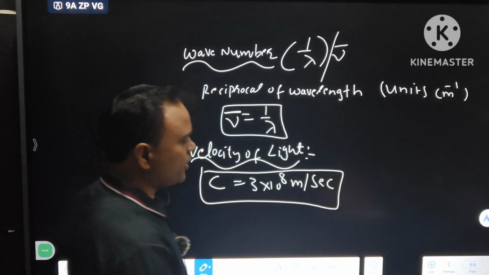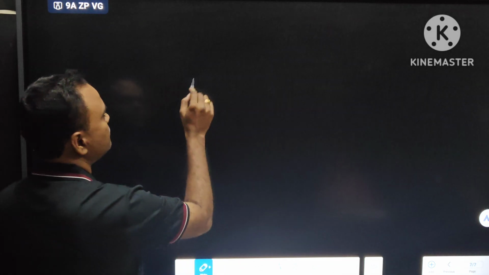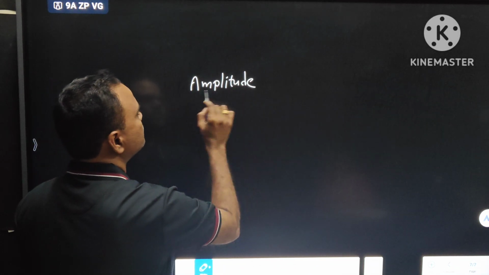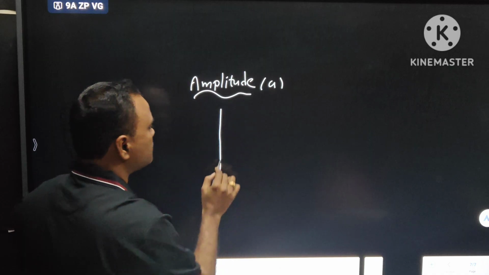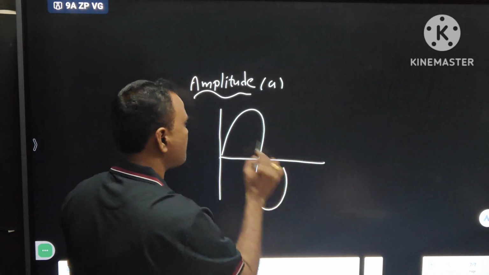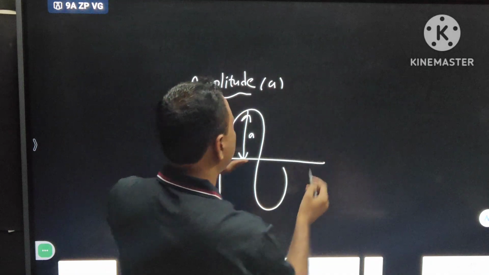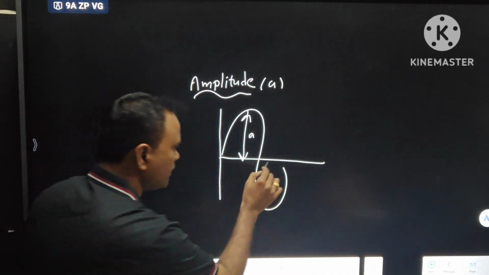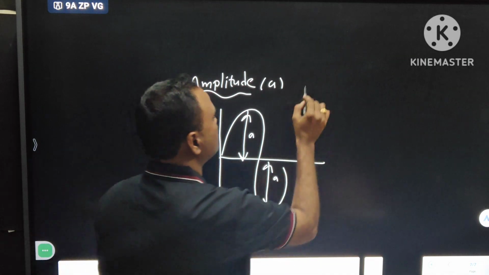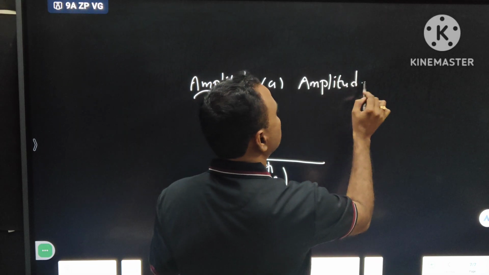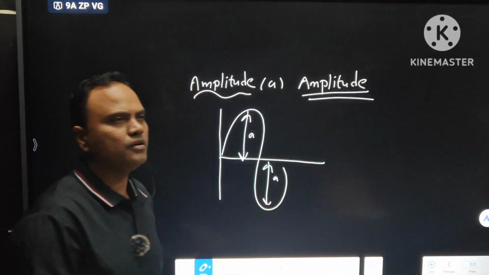One more point, amplitude also. This is also important. In future we will get this word, amplitude. Can anybody give the definition of amplitude? The height of the crest or the depth of the trough is called amplitude. Amplitude.